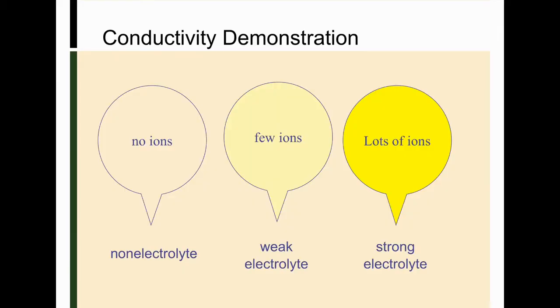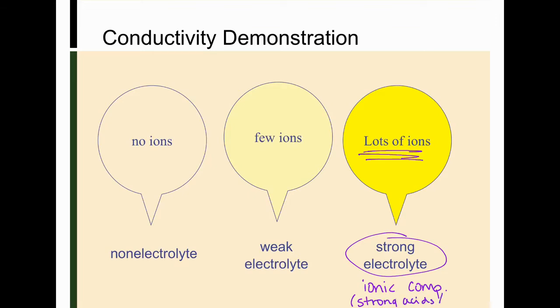Okay, so you've just watched the demonstration video regarding electrolytes, and what we essentially saw was that our strong electrolytes have lots of ions in solution, so these would be our ionic compounds, as well as strong acids and bases. But we're going to talk more about acids and bases later in the chapter, as I mentioned.